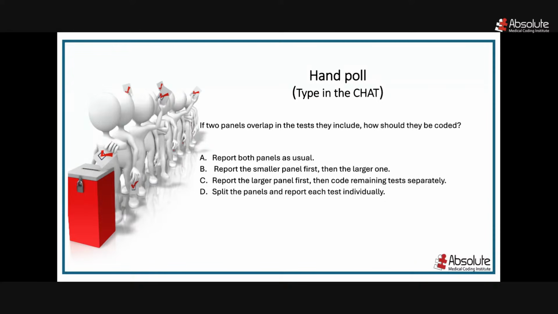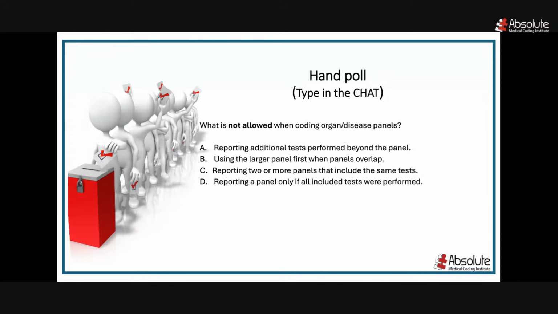Once again, we have a lot of fast coders. Yes, the correct answer would be option C. If two panels overlap, always remember, coders, turn to your manual as well. Report the larger panel first and then code for the remaining tests separately. Wonderful, wonderful, wonderful. Let's go on to the next one.